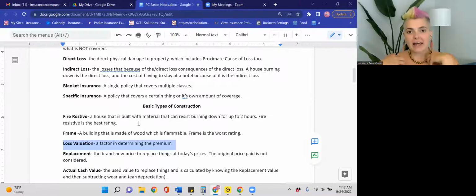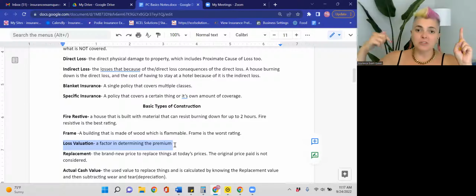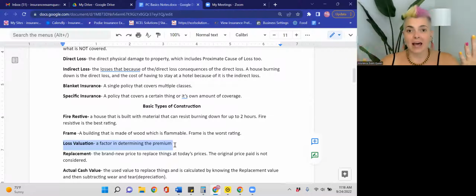Are we going to cover it at the brand new value or are we going to cover it at the used value? When they ask about loss valuation, you just need to know that it's a factor in determining the premium. Because if I say I want the brand new value, my premium will be higher. If I say I'm okay with the used value, the driven-off-the-lot value, then my premium will be lower because they're going to have to pay me less.